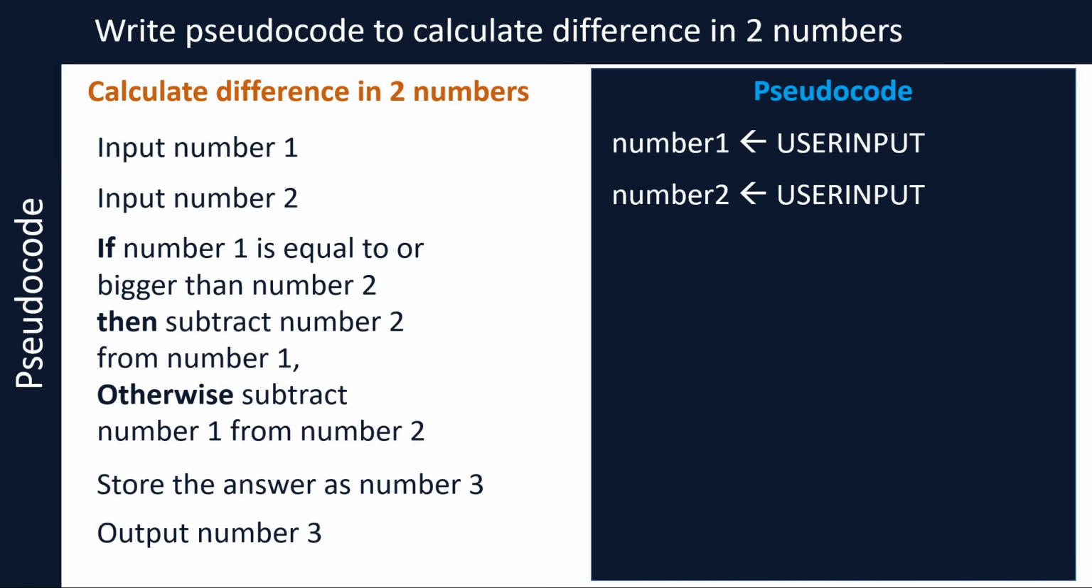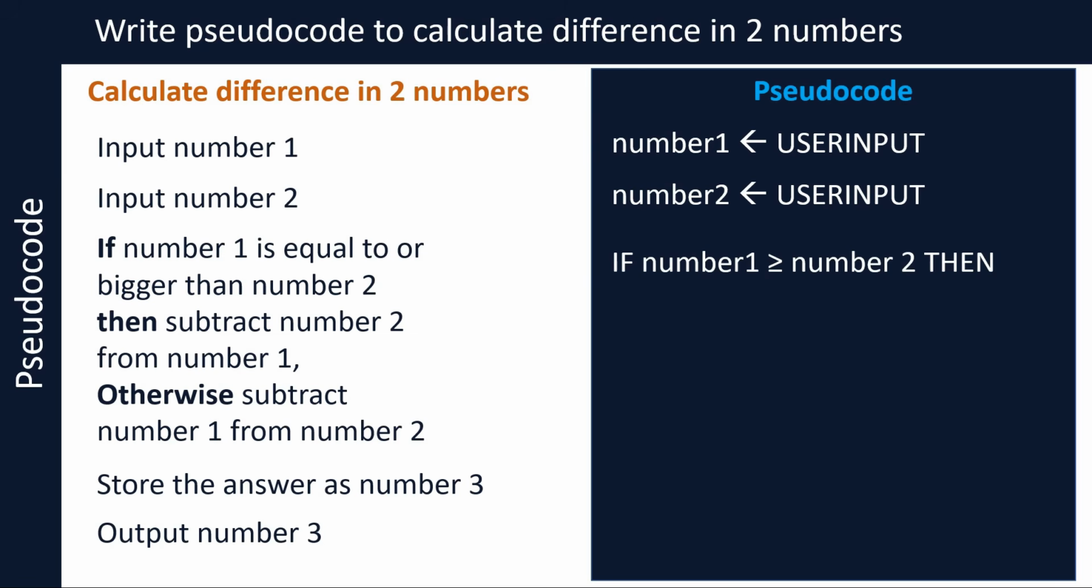In the next step, we are using a selection construct. Here, we are asking a question and making a decision. Is number 1 equal to or bigger than number 2? If the answer is true, then we perform a certain operation. If the answer is false, that is when number 1 is not equal to or bigger than number 2 but smaller than number 2, then we perform a different operation.